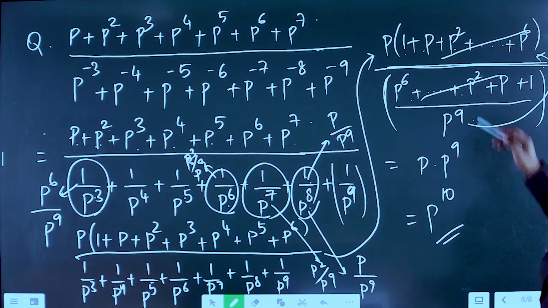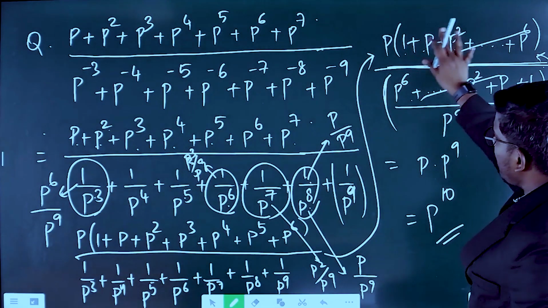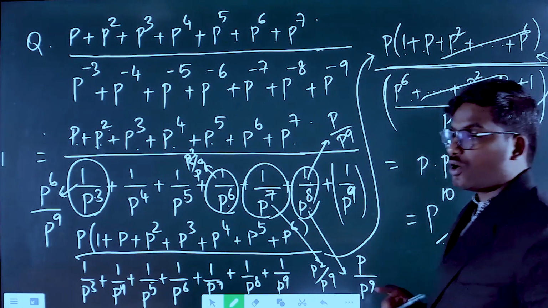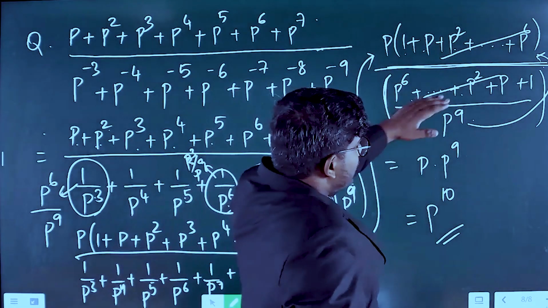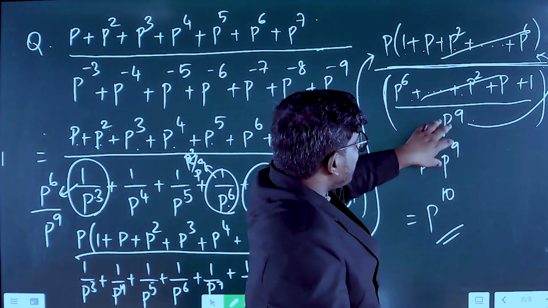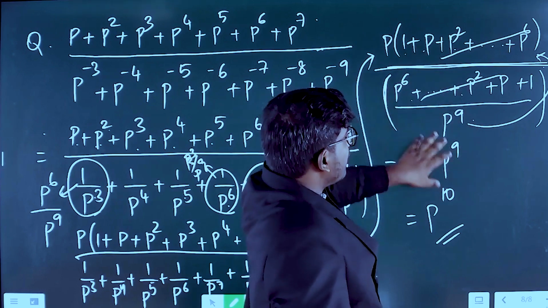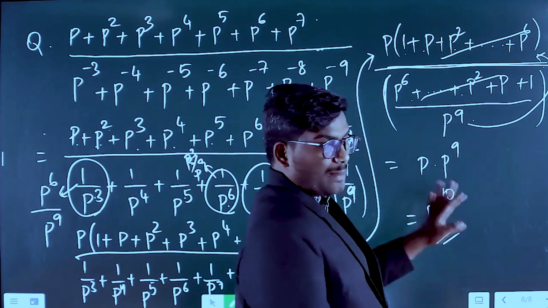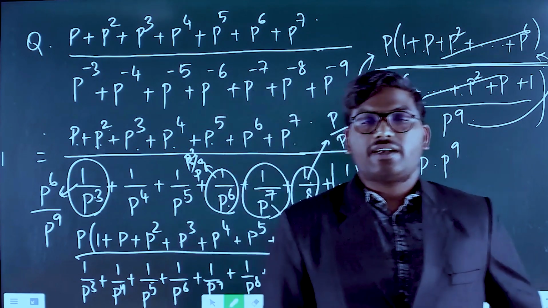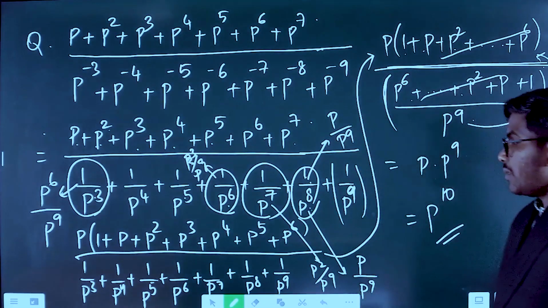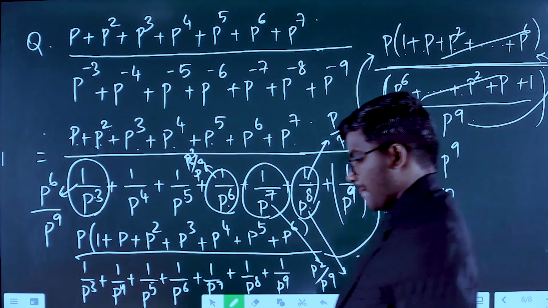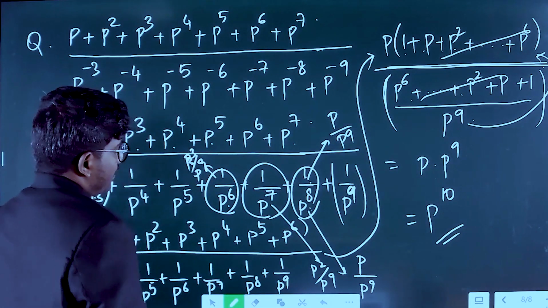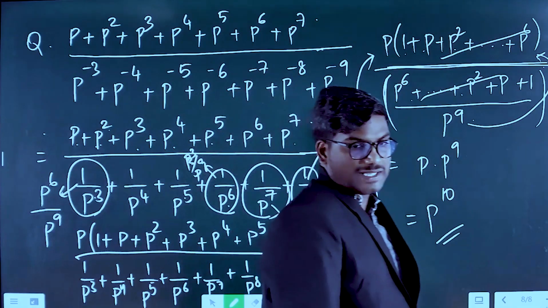Now, I've taken p in common, and apart from p, whatever factor is there just got cancelled with 1 plus p plus and so on up to p power 6, right? So that factor got cancelled and the p power 9 in the denominator goes to the upper fraction numerator. So it will be p into p power 9, which is p power 10. Alright, is that fine? I hope it's fine.